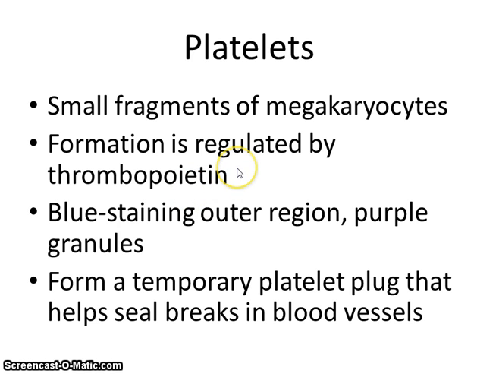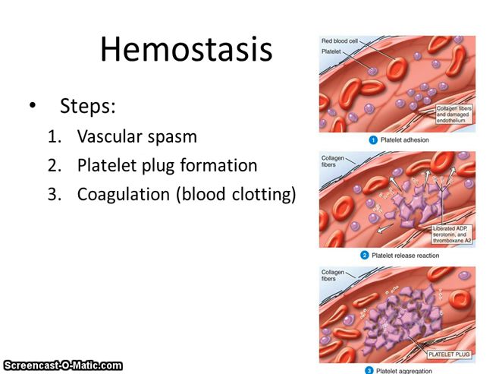Thrombo, platelets. So they are a lot like white blood cells because megakaryocytes are white blood cells. So they look a lot like little pieces of white blood cells. And they're going to be important for forming what's called the platelet plug when we seal our blood vessels.